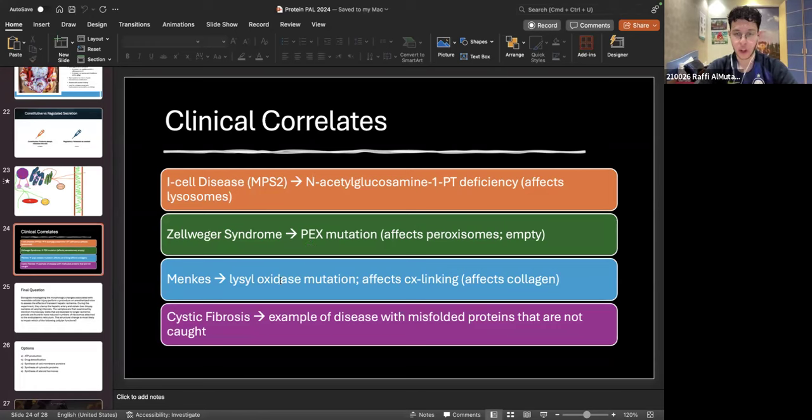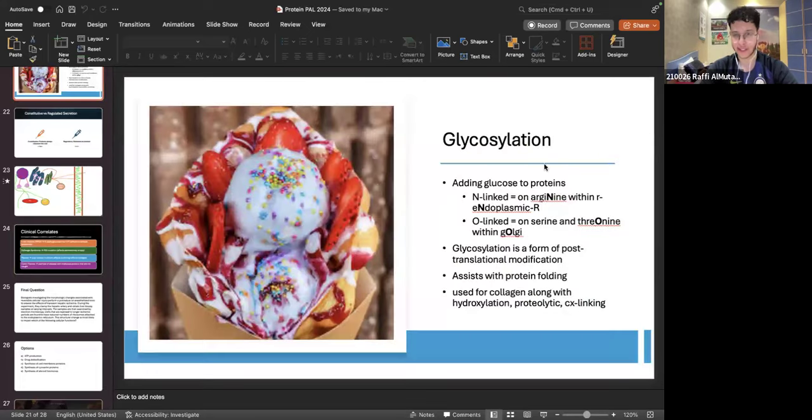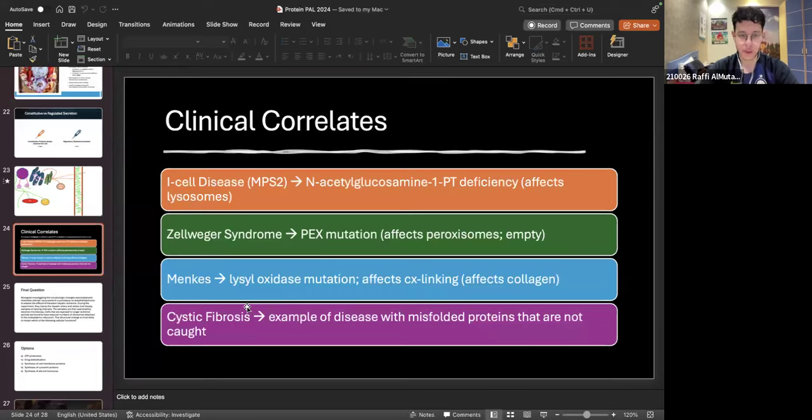Menkes is just an issue with collagen, and we talked about it as an example of a disorder of post-translational modification. In this case, it's cross-linking, but we studied glycosylation. And the last one is cystic fibrosis. Basically, it's a disease where misfolded proteins do not get cleared. That's it in terms of that. So I hope that's more clear.